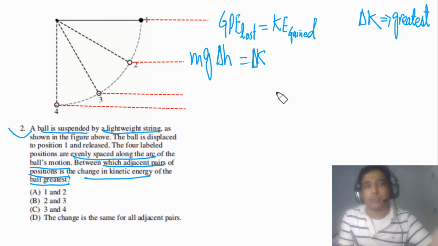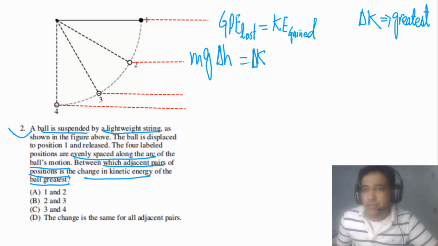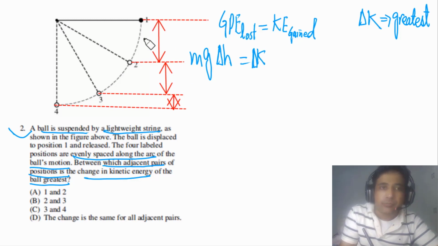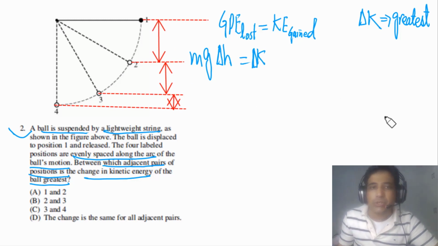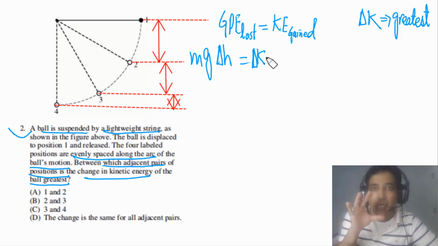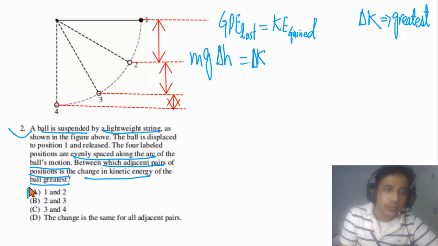In this case, it is very obvious that delta K is greatest in the first interval, meaning between 1 and 2. So this is our delta H. So here you can see this is our delta H, and here we have this delta H. So delta H is greatest between 1 and 2. It means change in GPE is the greatest, so the change in KE is also the greatest. So the answer for this question has to be A, between 1 and 2.